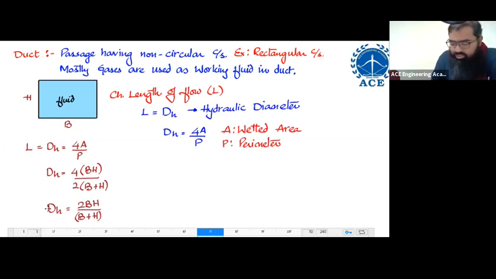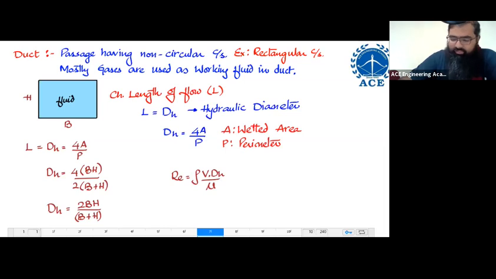Using this as your characteristic length, your Reynolds number is equal to rho V into D hydraulic divided by mu. This is what we are going to have in the case of ducts. If you have a circular cross section, it is not called a duct, it is called a pipe. For a circular cross section, we use the word pipe. For a non-circular cross section, we use the word duct.